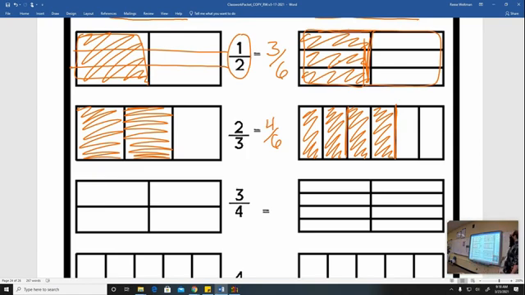And now look at the relationship between those numbers. Look at the relationship here. How do you get from 2 to 4? What do you do to it? 2 is half of 4, and 3 is half of 6. So 3 times 2 equals 6, and 2 times 2 equals 4, right? So there's a common multiple there.